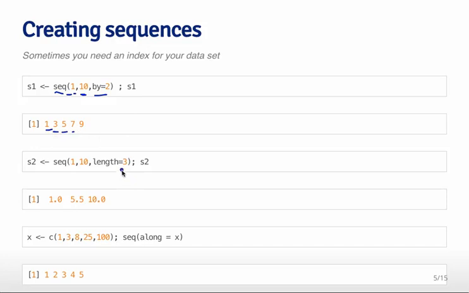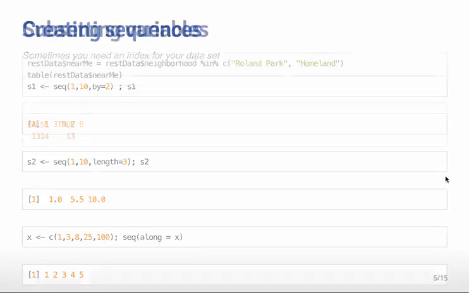Another way to do it is to specify the length of the vector. And so what that means is it'll start at 1 and end at 10, and it will create exactly 3 values. A third way is to say, suppose you have a vector x and it has 5 values in it, and suppose you want to create an index so that you can loop over those 5 values. You might use seq_along equals x, which will basically create a vector of the same length as x, but with consecutive indices that you can use for looping or for accessing subsets of data sets.